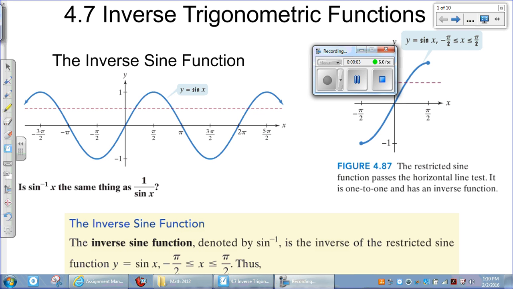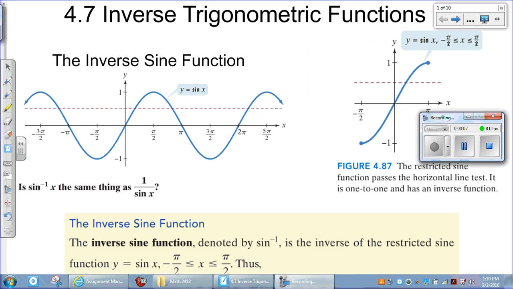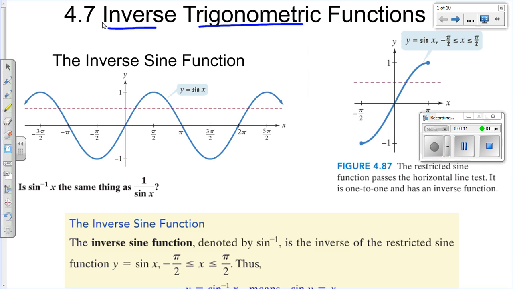This video will cover section 4.7, inverse trigonometric functions. So, inverse trigonometric function. Now, before we look into the graph or the definition of the inverse trigonometric function, we're going to review quickly the sine graph.